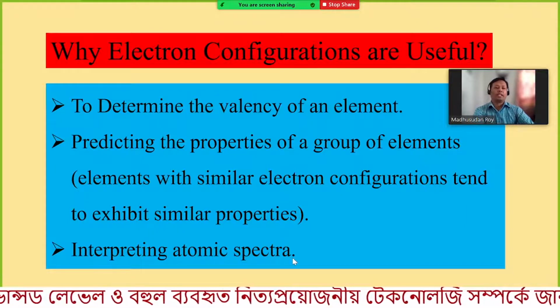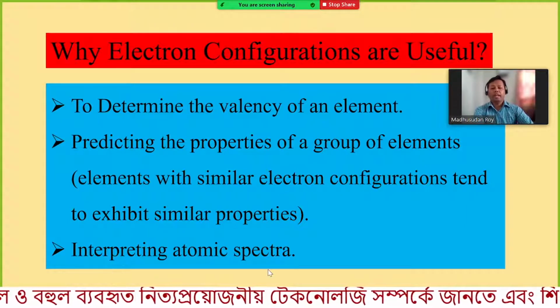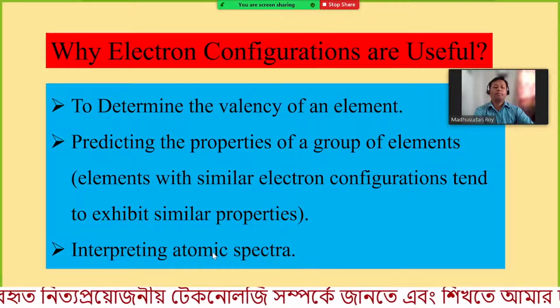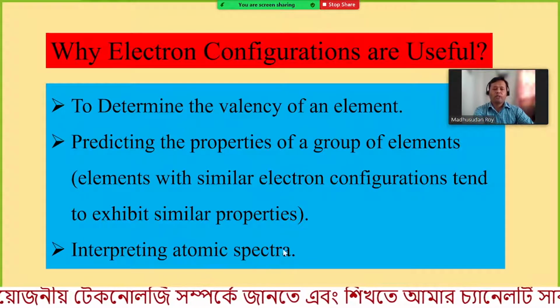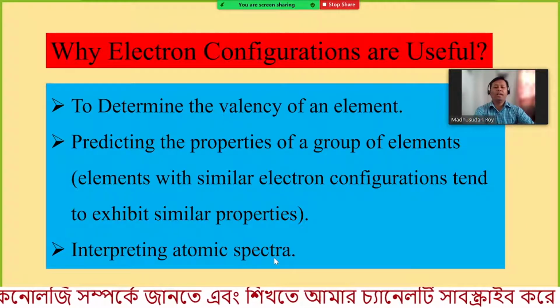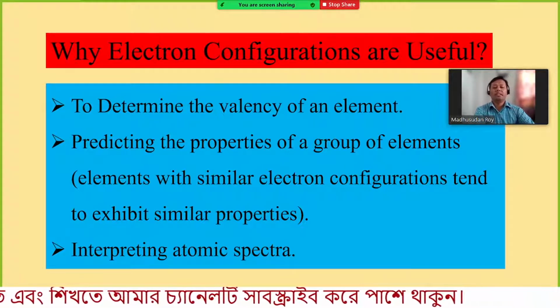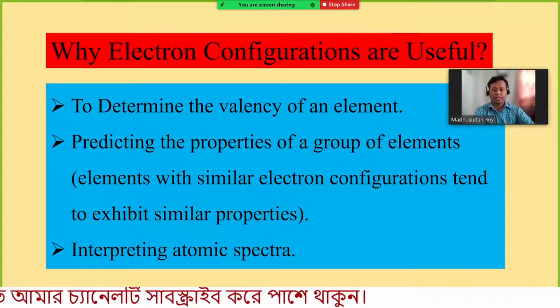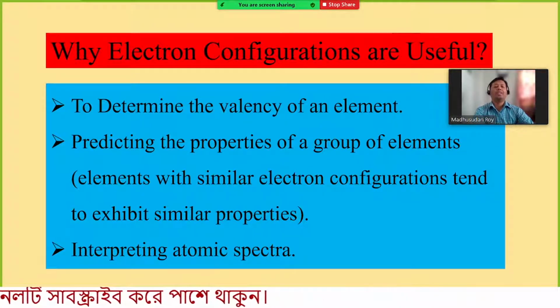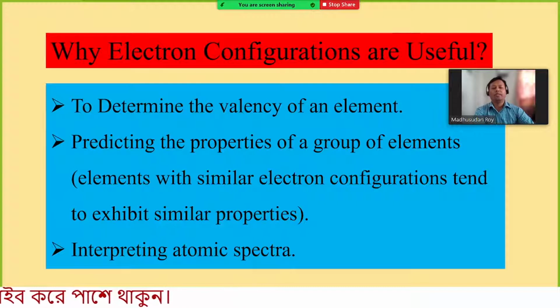Interpreting atomic spectra. That means I think you are not very familiar with this term. However, in one of our chapters we will learn about instrumental analysis. We will even learn about the Beer-Lambert law and some instruments. So atomic spectra, that means we have several electronic shells in an atom.